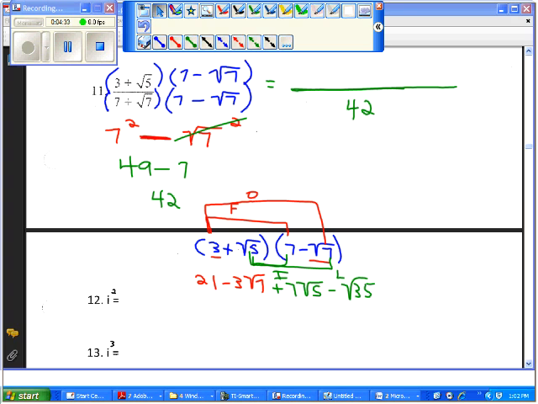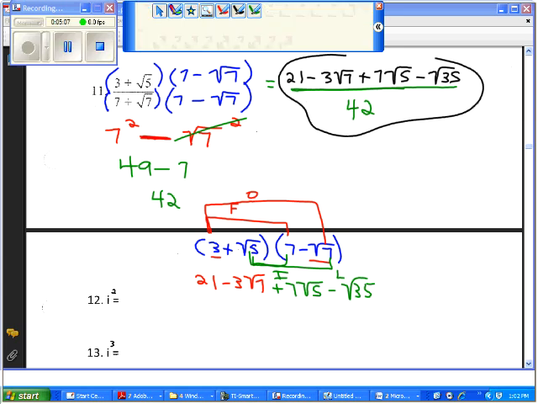Everybody said we got that first, outer, inner, last. Y'all know that I don't teach it that way. I teach it according to page 200 in the Algebra 1 book. I distribute the first binomial through the second binomial. Okay? So my new numerator is going to become that. There's no like terms. So my numerator is 21 minus 3 square root 7 plus 7 square root 5 minus square root 35. Nothing will reduce. No radical will break down. There's not a fraction inside the square root, and there's not a radical in the denominator, so that's the answer written in simplest form.